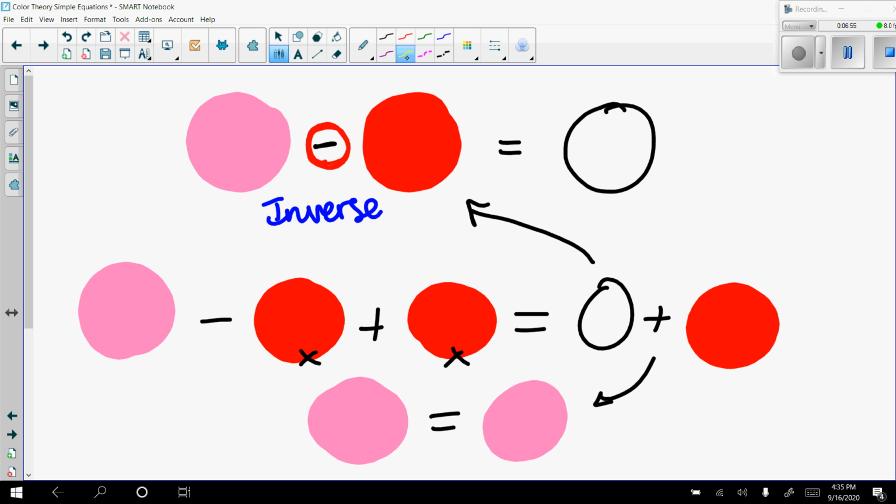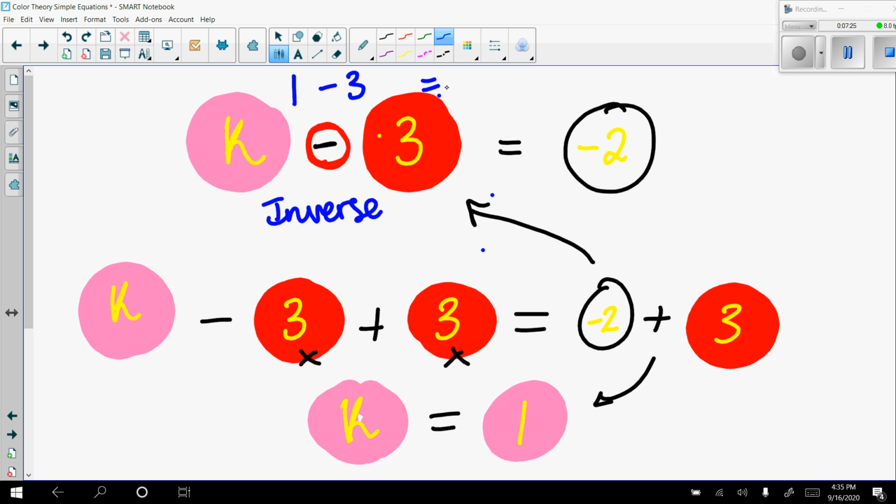So let's fill in an equation here. How about k minus 3 equals -2? So in order to get rid of this -3, we're going to have to add 3 to both sides. -2 plus 3, we can fill in for k, is going to be a +1. But let's check our work again. Is 1 minus 3 equal to -2?